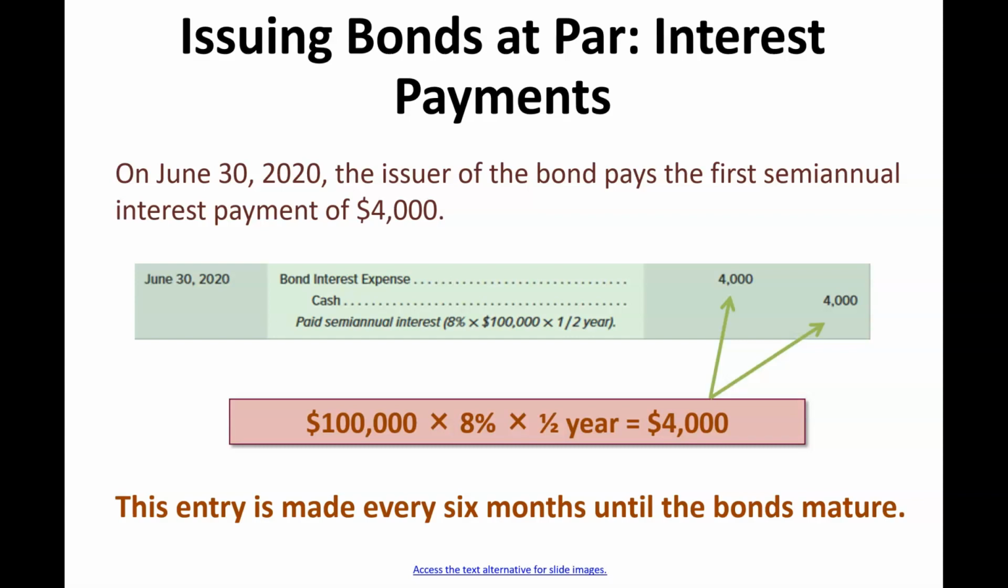Let's look at the first interest payment. For the first interest payment, which will be June 30th, the calculation is the $100,000 times the 8% times half of a year. You could do 6 months over 12, or you can just do 1/2 of a year, or 0.5. And that equals $4,000. You will send them the interest payment of $4,000: debit bond interest expense, because you have to recognize the expense that has been incurred, and credit cash $4,000. You will do this twice a year.